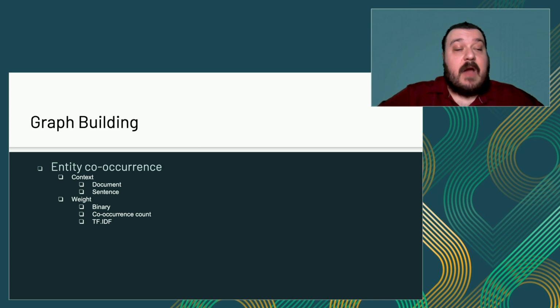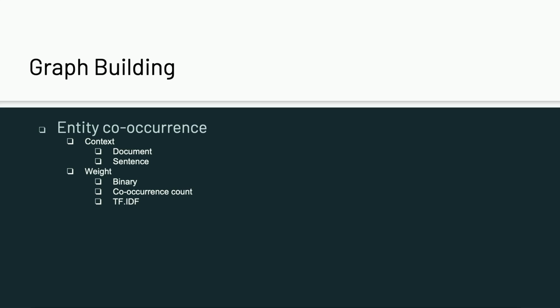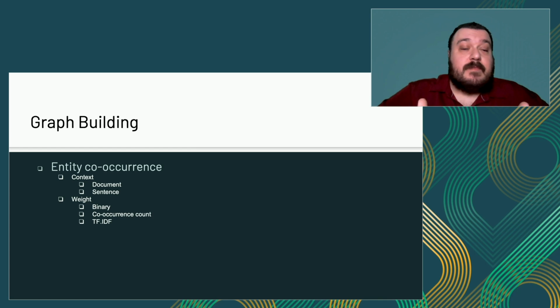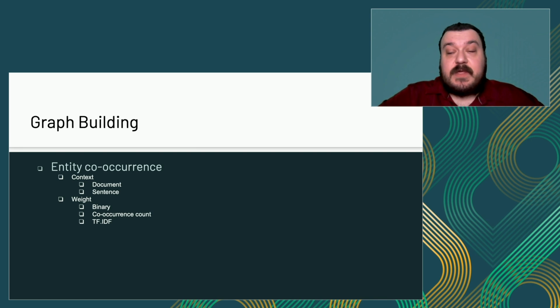So in our building of the graph, we're not going to be labeling them. We're just going to be looking at their co-occurrence within the documents. So the first step is to identify the context, and in our case, it's going to be the sentence. And then you want to identify what weight you're going to use. You can use a binary weight, that is, do they co-occur or not, or a co-occurrence count, but that can end up being dominated by very popular terms. We end up using a TF-IDF.